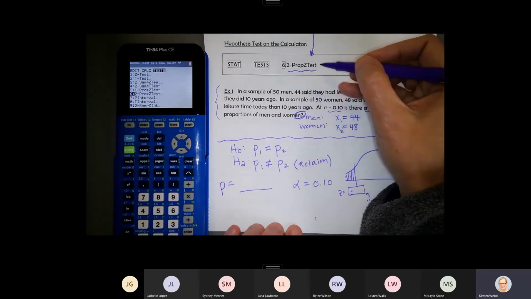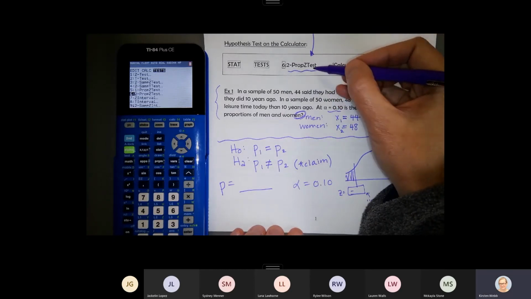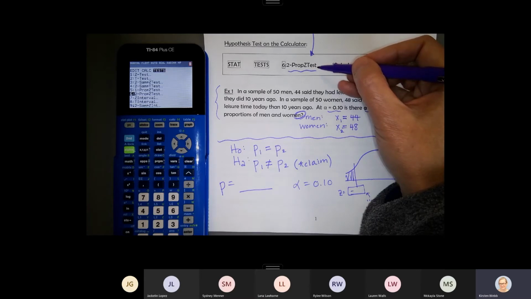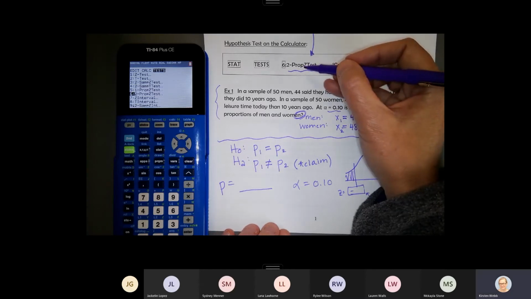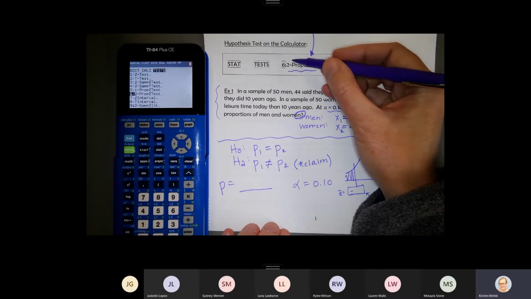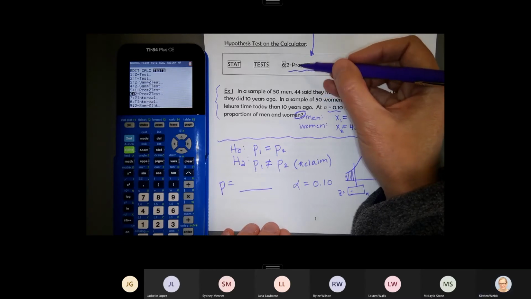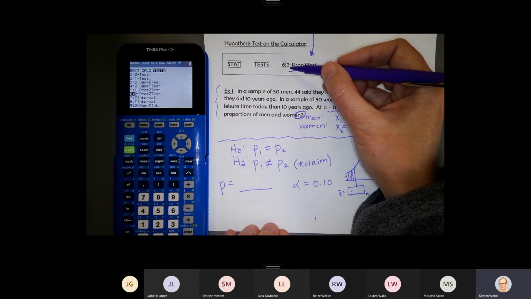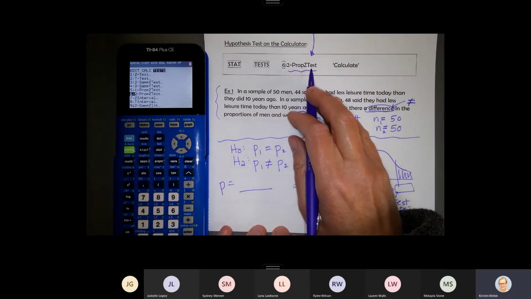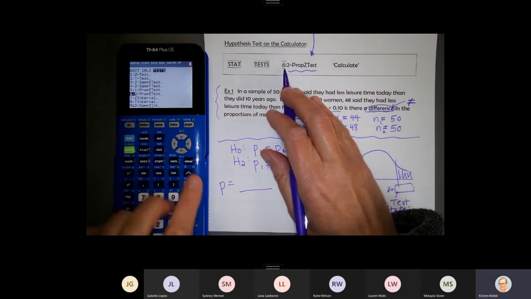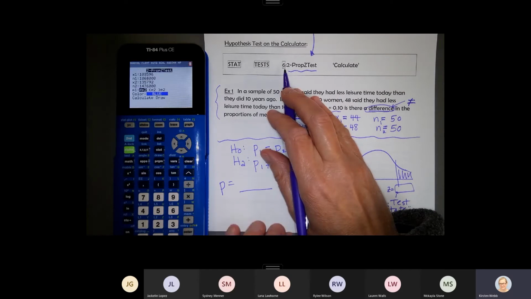That should all kind of sound right. We're talking about a hypothesis test, so that's why it says test on the end. We're using the standard normal z distribution, so that's why there's a z in the middle. We're looking at proportions, so that's why it starts out with prop. And we're comparing 2 populations. That's why we have the 2 at the very beginning. So we're looking for 2-prop-z test. Might be number 6 or somewhere very close to that.